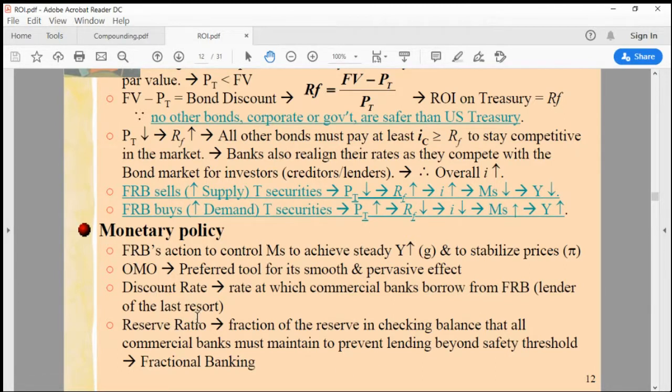So in our next video, we'll discuss how they implement monetary policy, how they change money supply through discount rate and reserve ratio.